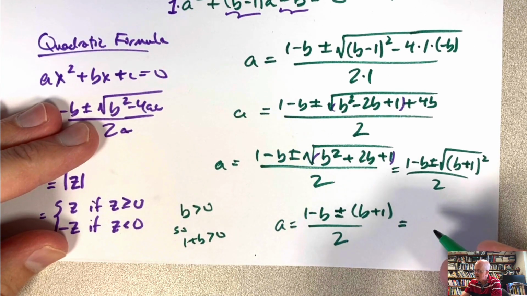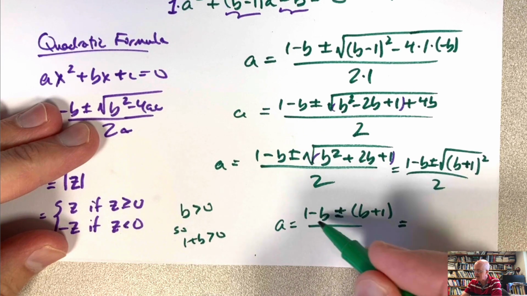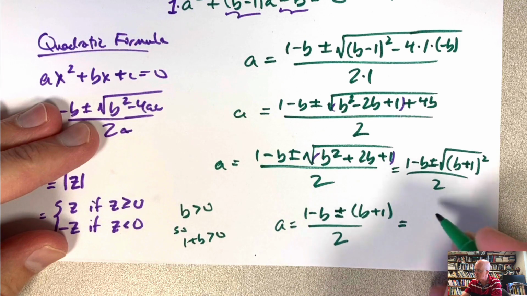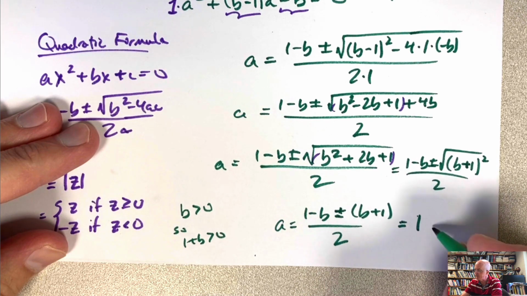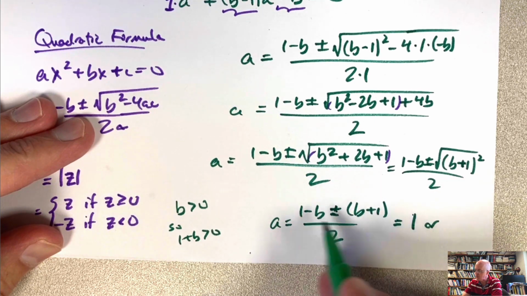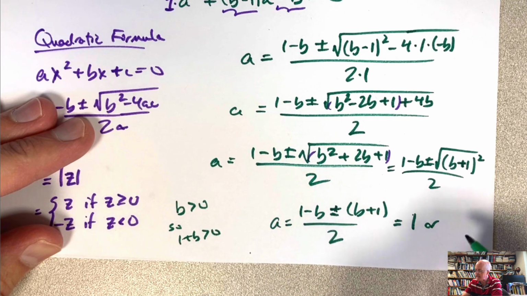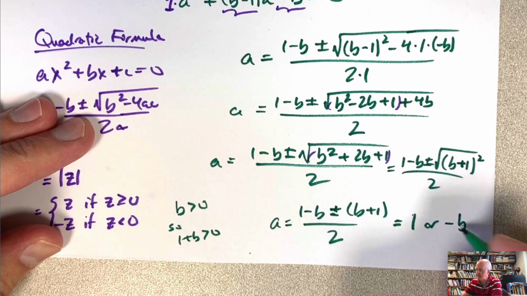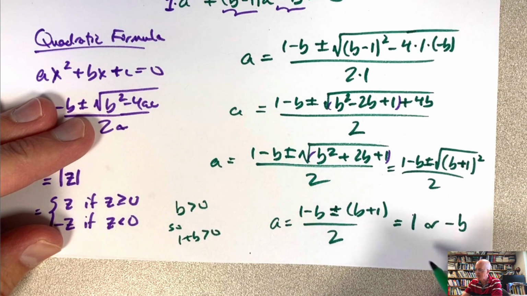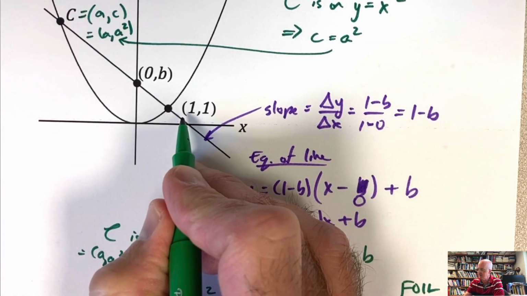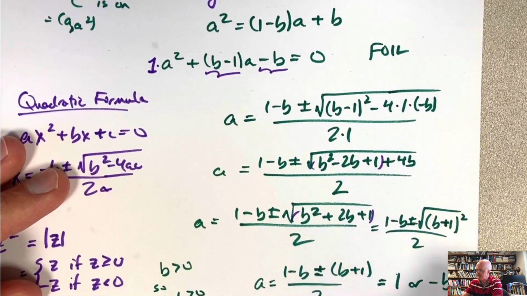Giving me two possible answers for a. If I take the plus sign, the minus b and plus b cancel. 1 plus 1 is 2. 2 over 2 is 1. A could be 1. Or if I take the minus sign, the 1's cancel. 1 minus 1. And with the b's, I get negative b minus b is negative 2b. Negative 2b over 2 is negative b. Hey, when a is 1, that's really that point. The one we must be after is negative b.